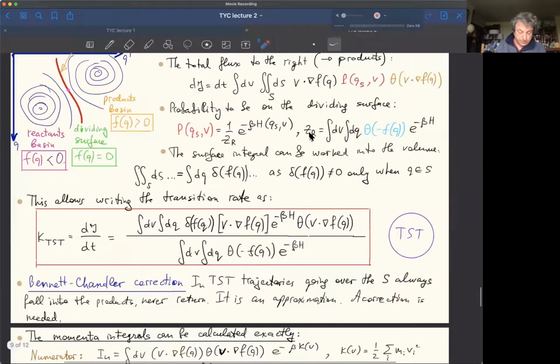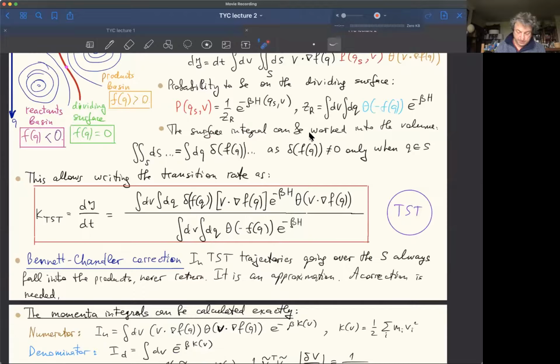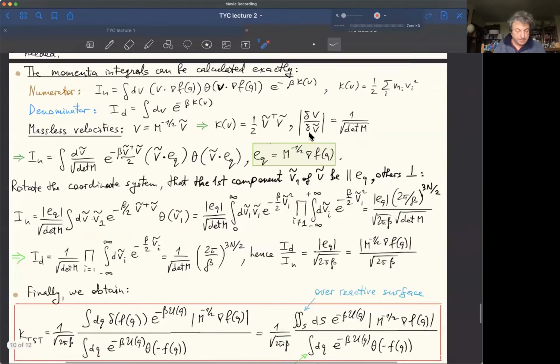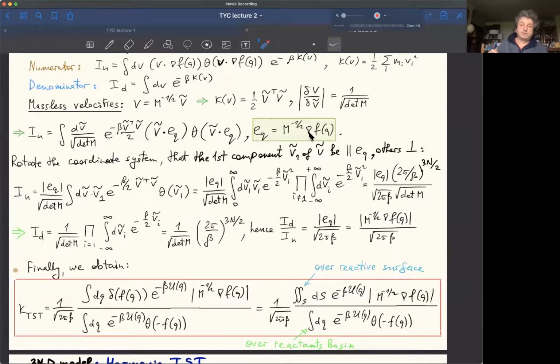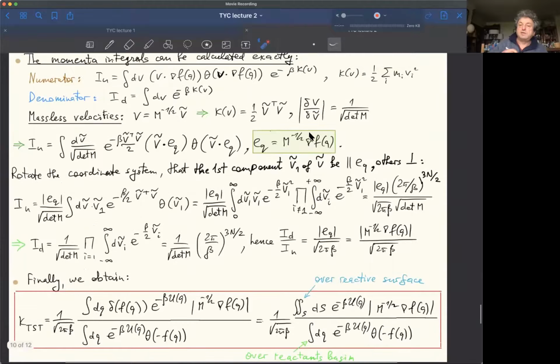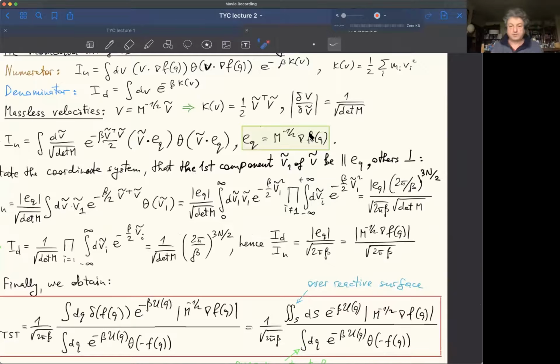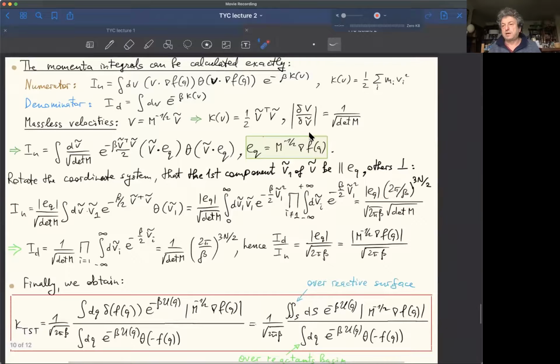I'm not going to go through this Chandler correction, which is basically a correction due to the fact that even if you cross the dividing surface, you may still return back via a special trajectory into the reactant basin. Using some specific molecular dynamics simulations, you can work out what this correction would be. But this is not our concern right now.